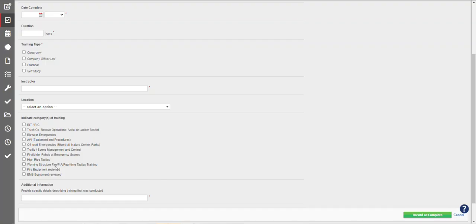PIAs. You guys have a fire, and the next day you sit at the table and talk for a half hour about what you did. This is where you're going to find it. Any fire or EMS equipment.